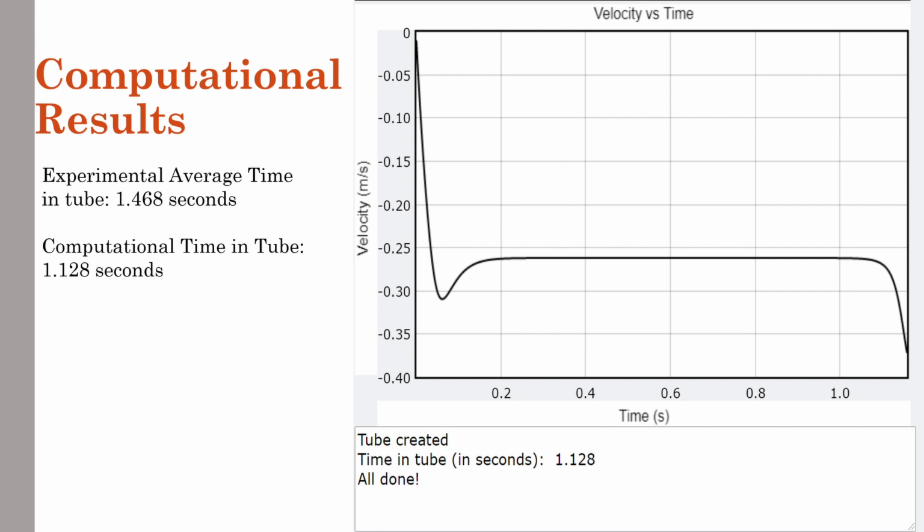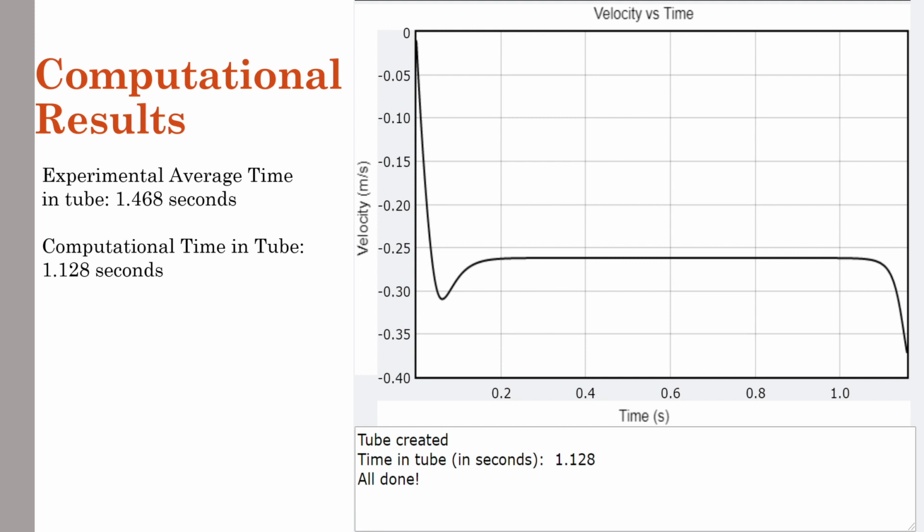Experimentally, we found that the average time in the tube was 1.468 seconds. Computationally, it was found to be 1.128 seconds. From the results shown on the side, we can see that the total experimental time in the tube was greater than the computational time in the tube. This computational time may be made more accurate by including the force of drag on the falling magnet, which would decrease the net force and acceleration, so time in the tube would increase.